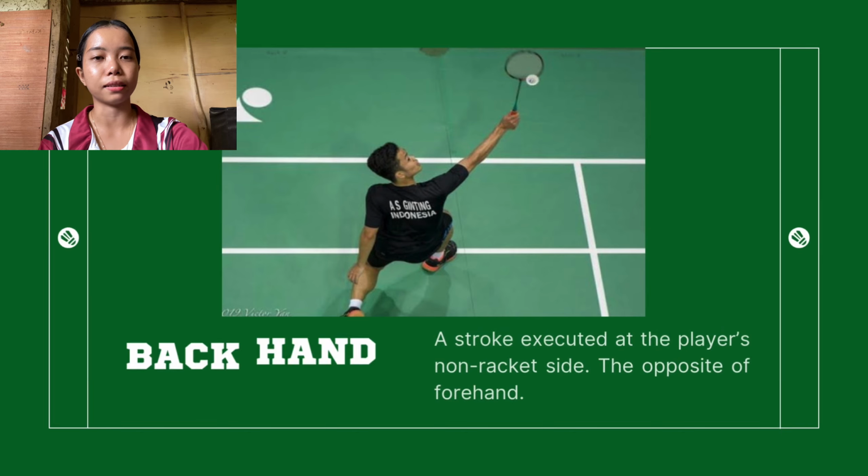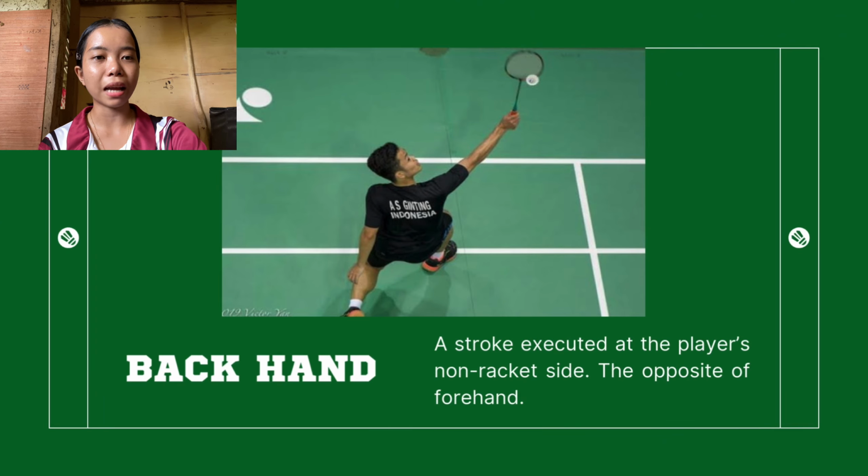Next is the backhand. In badminton, the backhand stroke involves hitting the shuttlecock with the back of your hand when it's above your head, requiring a different swinging pattern than forehand strokes. It's a defensive shot used when you're not in a position to play a forehand and aims to get the shuttle over your opponent's head.